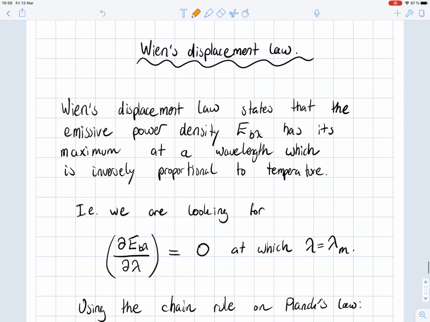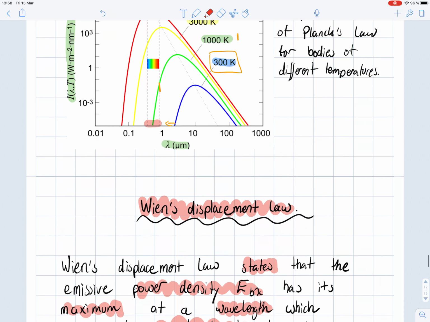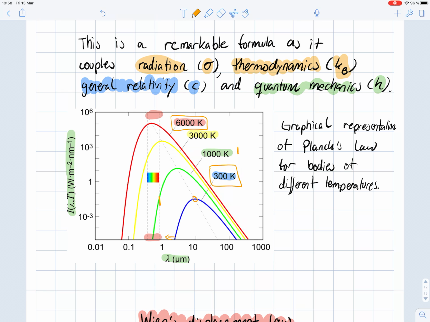So the final law that we're going to look at today is Wien's displacement law. The displacement law states the following. The emissive power density, E_B lambda, that we have derived from Planck's law, has its maximum at a wavelength which is inversely proportional to temperature. So that means that the maximum that we have here, here, here, and here, these maxima are inversely proportional to the temperature of the object in question.